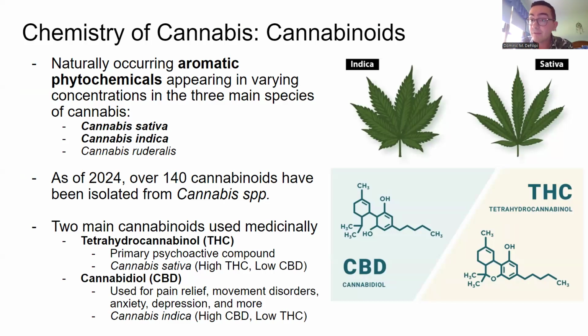So the two main cannabinoids that we're going to focus on are tetrahydrocannabinol, say that three times fast, otherwise known as THC, which is the primary psychoactive compound of cannabis, most commonly found in highest concentrations in cannabis sativa. Cannabidiol, or CBD, is often used for a myriad of issues, notwithstanding pain relief, movement disorders, anxiety, depression, seizure disorders as well. It is found in the highest concentrations in cannabis indica. So there's our CBD and our THC.